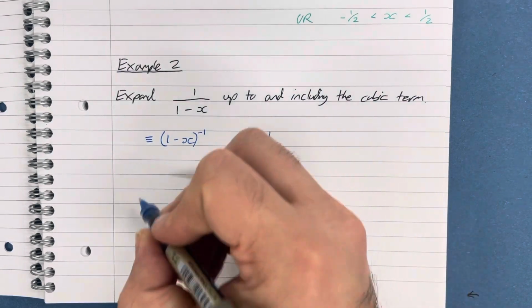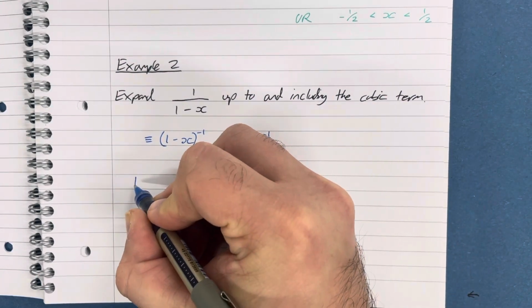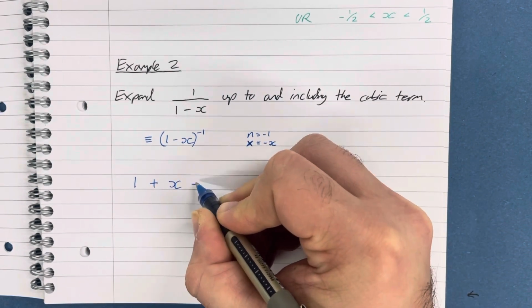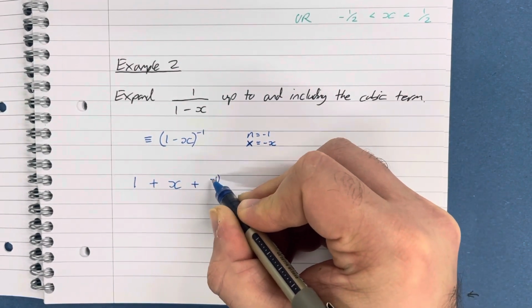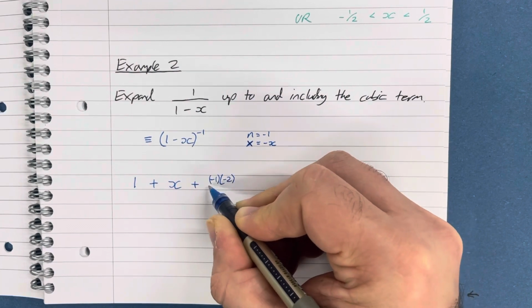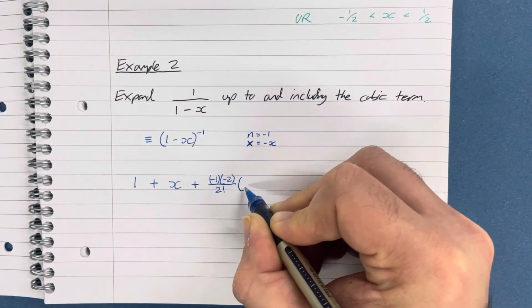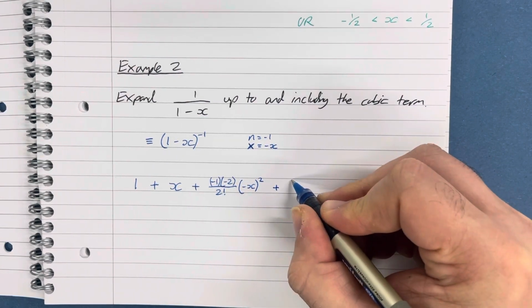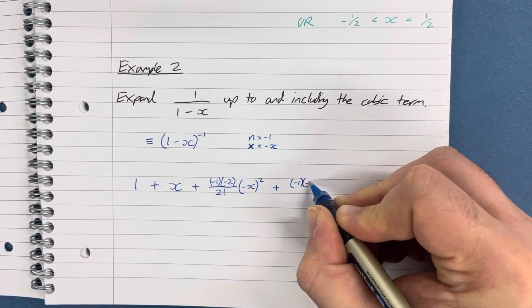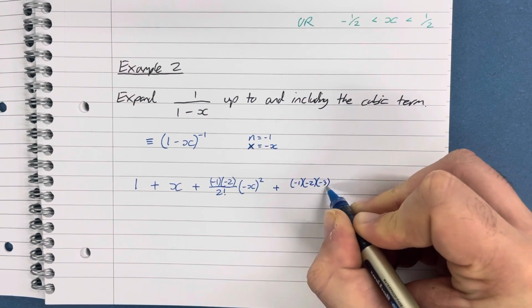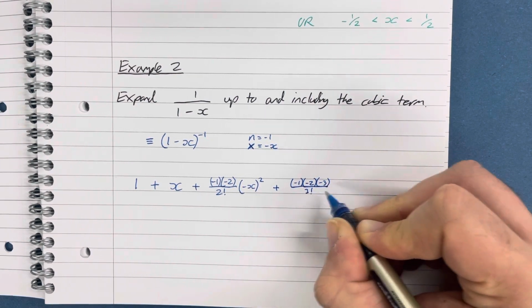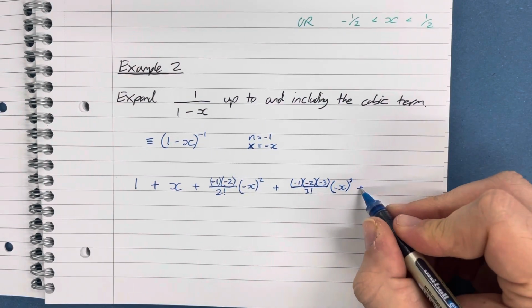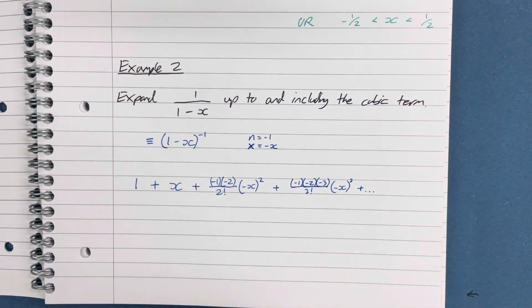I know you can't see it, but it is 1, always the number 1, plus nx, so it's that times that, which is x, plus n times n minus 1 divided by 2 factorial times x squared, plus n times n minus 1 times n minus 2 divided by 3 factorial times x cubed. And we can keep going, but we only want up to the cubic term.